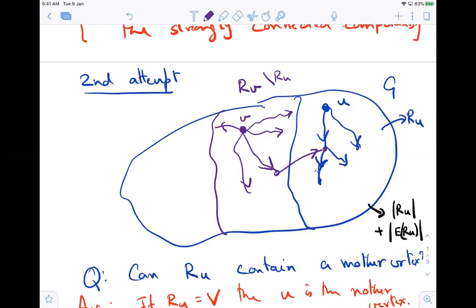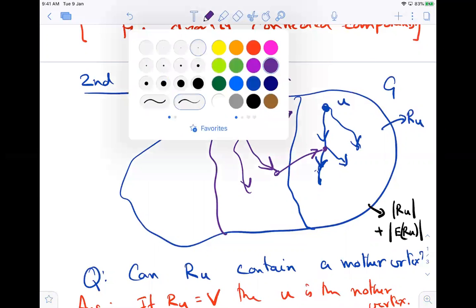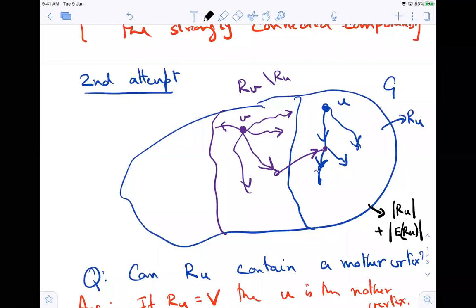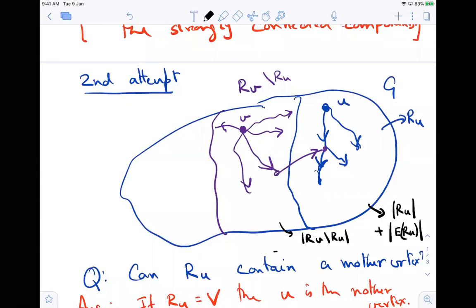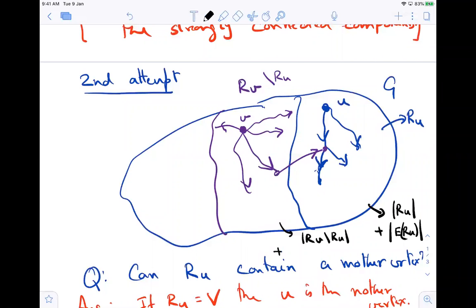First of all, it will be the size of R of V minus R of U, right? That is the set of vertices in this set. This is the number of vertices in this set. Plus, I have walked down a certain number of edges, right? What all edges have I walked down?